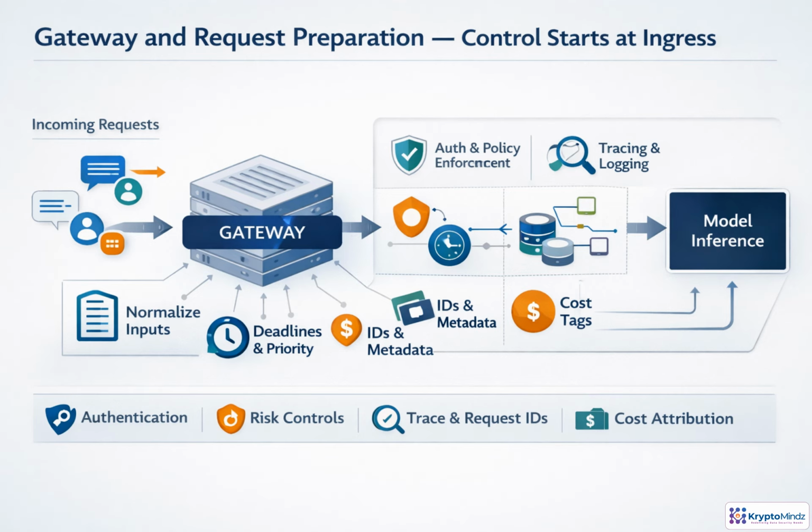Reliability and cost control begin before the model ever runs. The gateway turns messy inbound traffic into a governed, traceable unit of work. It normalizes the prompt, tenant, user, and intent, then checks authentication, quotas, rate limits, and abuse signals. It also attaches the identifiers operations teams depend on: trace IDs, request IDs, prompt versions, priority, and budget class. Deadlines are assigned early, so overloaded systems can shed or reorder work deliberately. By the time inference begins, the platform knows who owns the request, how urgent it is, and how to account for it.